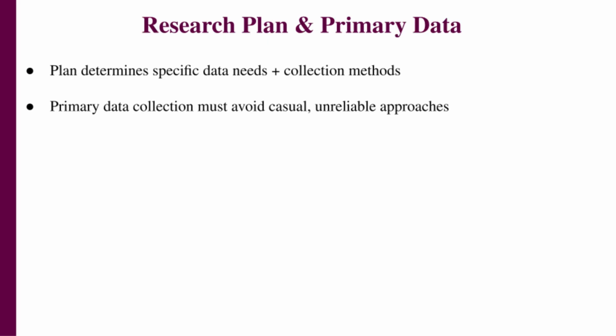Next, the research plan and primary data collection. The plan determines specific data needs and collection methods. Primary data must be collected systematically, avoiding casual or unreliable methods. For example, structured patient surveys, follow-up calls, or observational studies can yield accurate insights into appointment adherence.